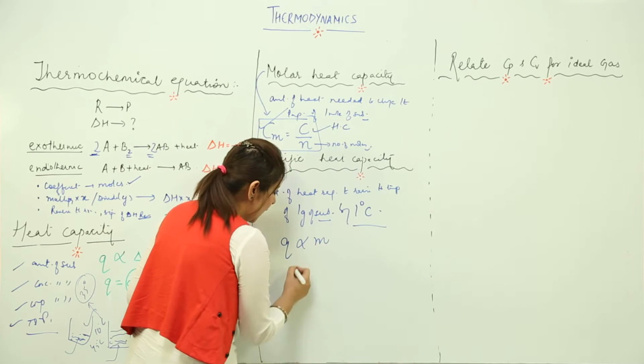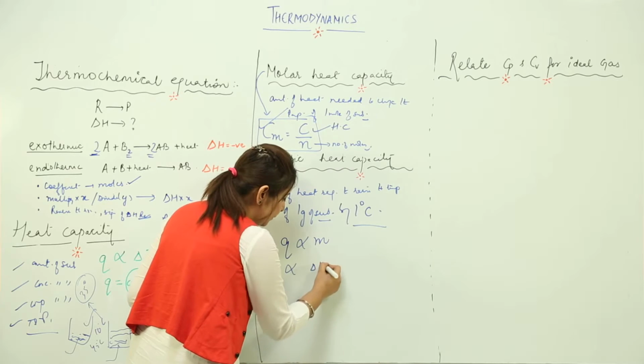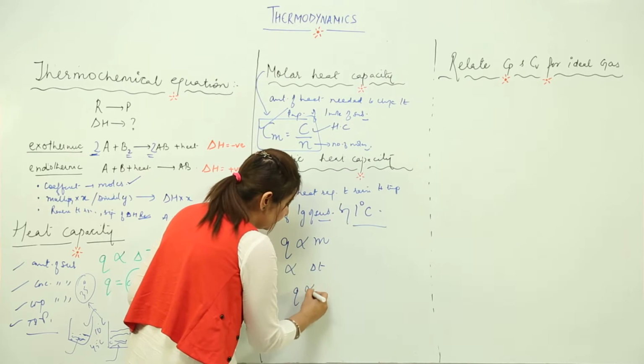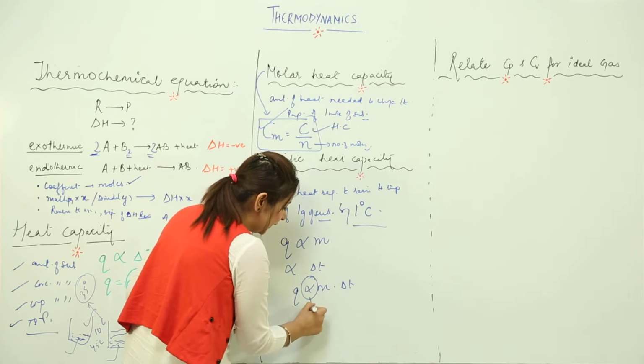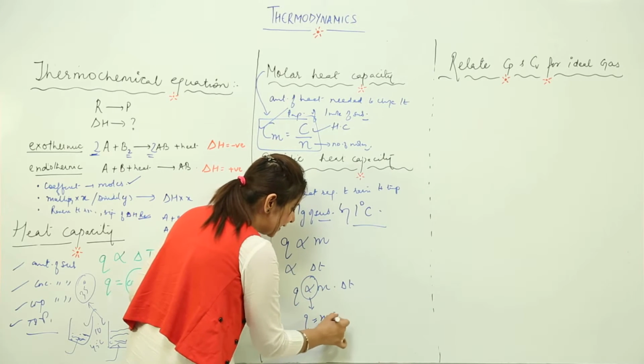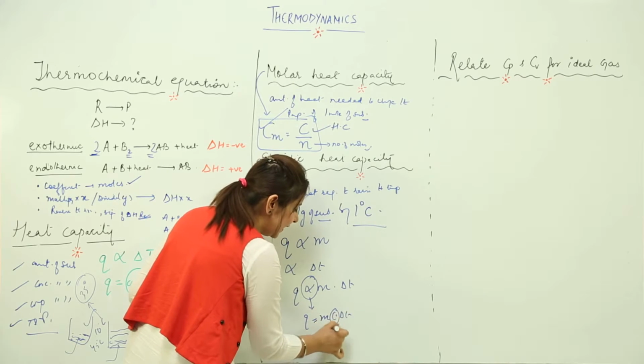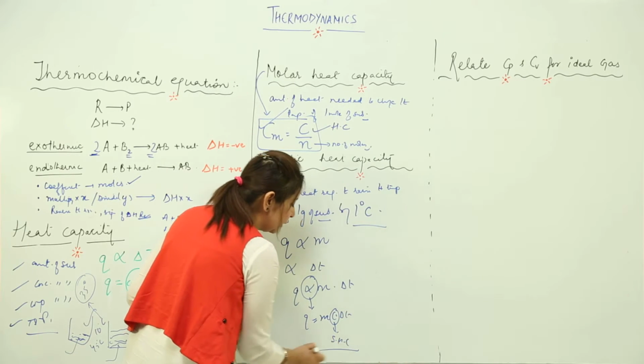You know that this is directly proportional to the mass, and directly proportional to the change in temperature. So when we combine them, it is directly proportional to mass and rise in temperature. Removing the proportionality sign, we put a constant, and that is C. And what is this C? This is the specific heat capacity.